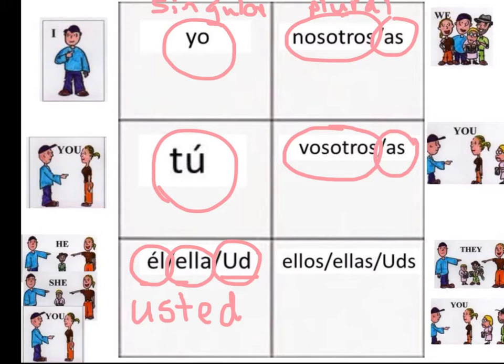To say they, we say ellos for boys. They, if we're talking about girls, is ellas. And you, plural, is ustedes.